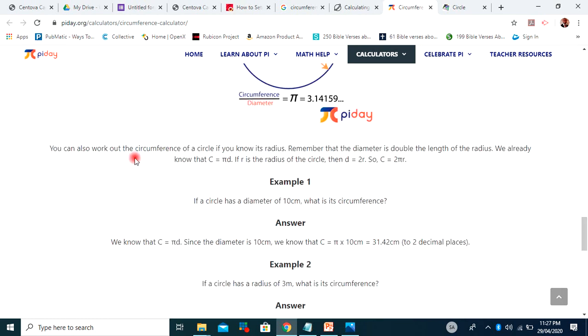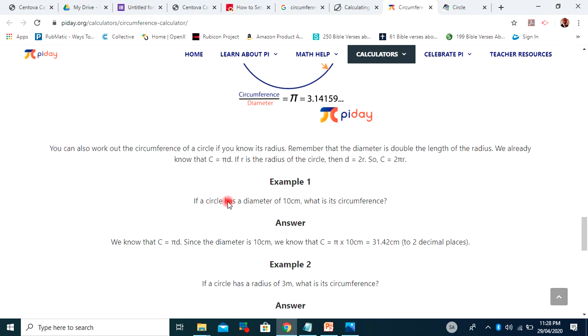You can also work out the circumference of a circle if you know its radius. Remember that the diameter is double the length of the radius. We already know that C equals pi d. If r is the radius of the circle, then d equals 2r. So C equals 2 pi r.